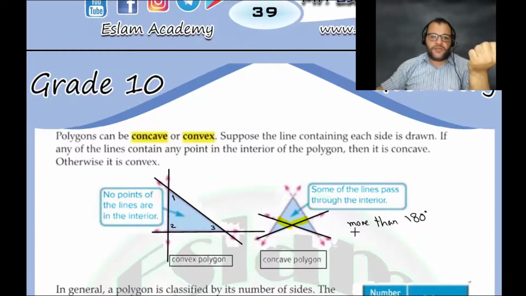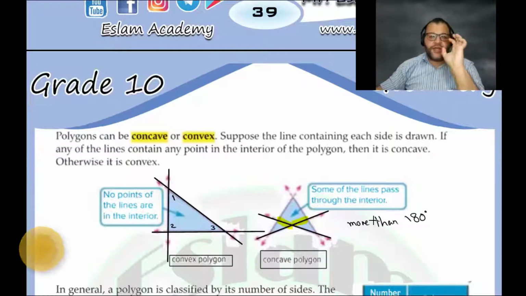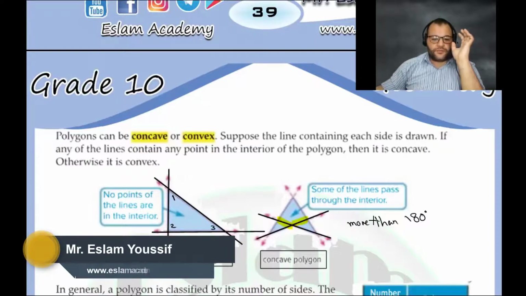Concave and convex. Convex is the regular one that we are dealing with. Concave is the irregular one that we are not dealing with.